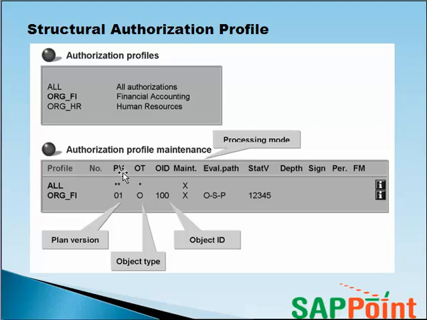Plan version. You use the plan version field to determine the plan version to which the defined profile applies. So if you use a system that integrates the personnel administration and the org structure components, the plan version 01 is generally the integrated plan version that is used. I mean, you could use stars too if you want to give access to all plan versions.